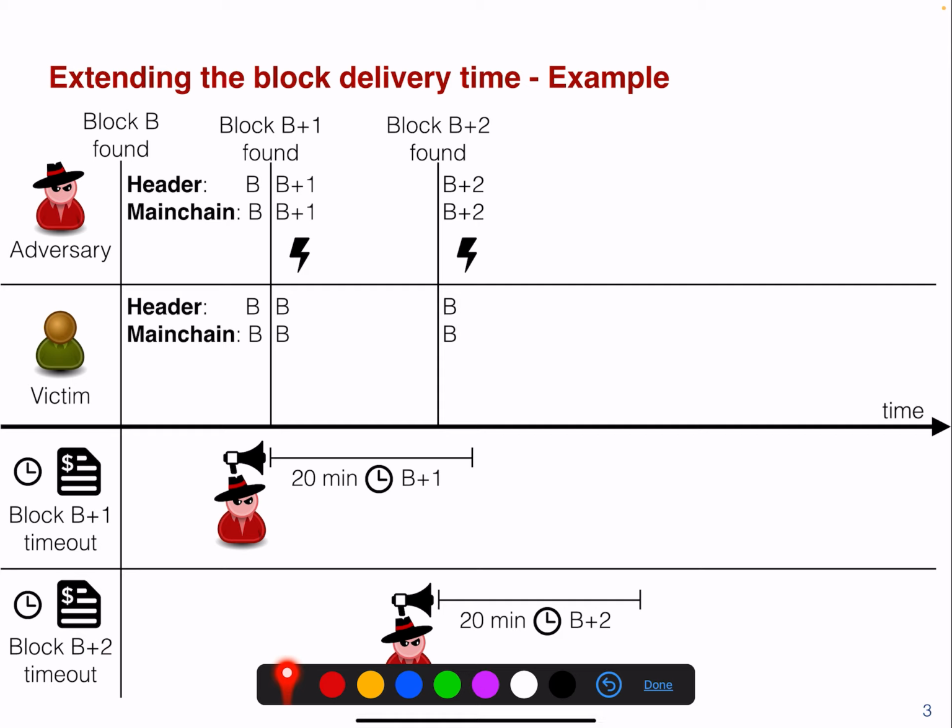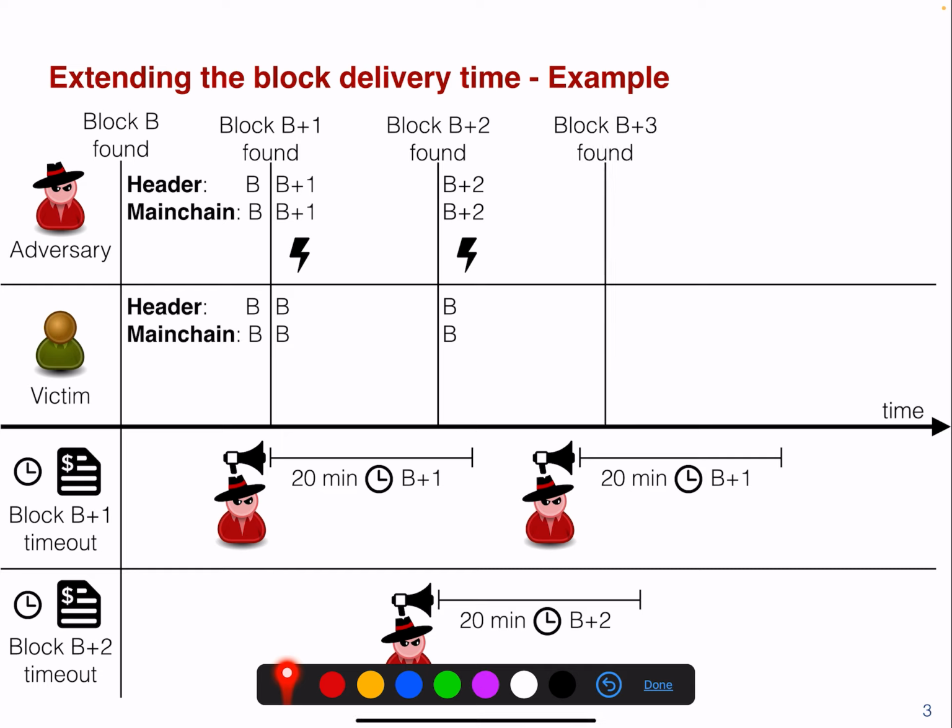Now the victim is still eclipsed, and it's going to be eclipsed for probably more than 30, almost 40 minutes. And what the adversary can do, if this timeout expires, the victim is not doing anything. That's what we've seen earlier. If the timeout expires and the victim has not received any header from other nodes, then it will not request the contents from any other peer. And that's why the adversary can very gently re-advertise the hash at this point in time and recreate a timeout for this particular block B+1.